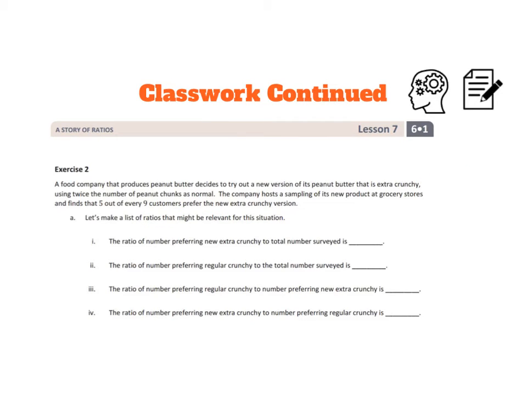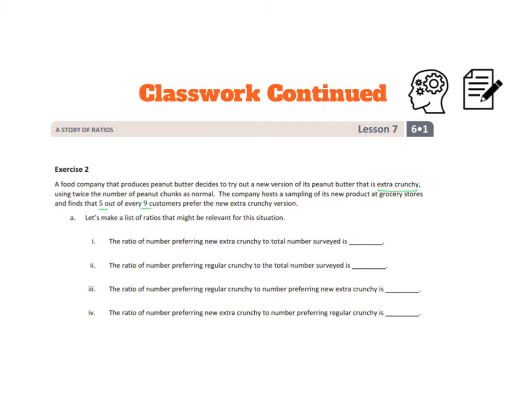This is exercise 2. A food company that produces peanut butter decides to try out a new version of its peanut butter that's extra crunchy. I love extra crunchy. My family does not. Using twice the number of peanut chunks as normal. The company hosts a sampling of its new product at grocery stores and finds that 5 out of every 9 customers prefer the new extra crunchy version.